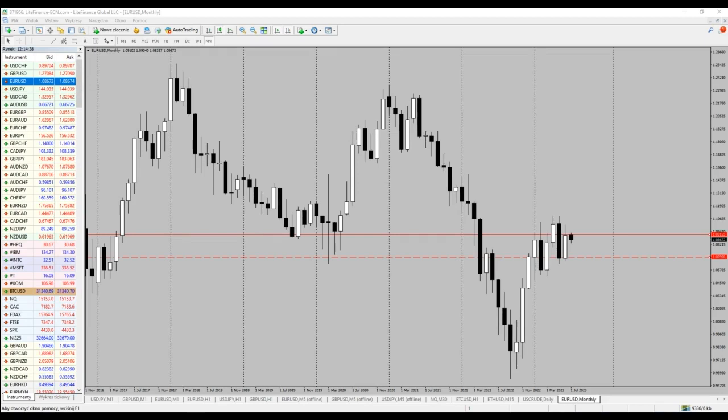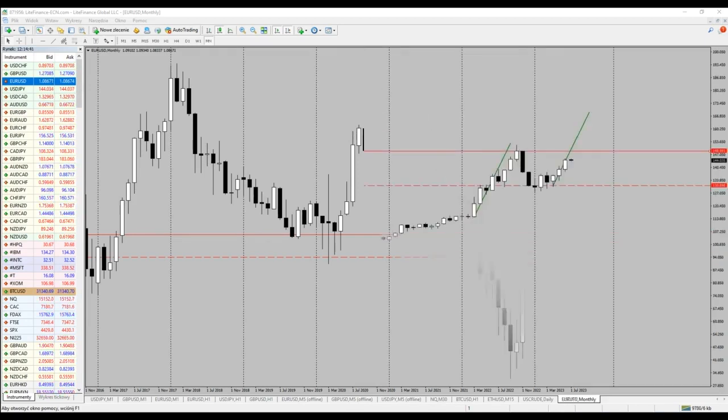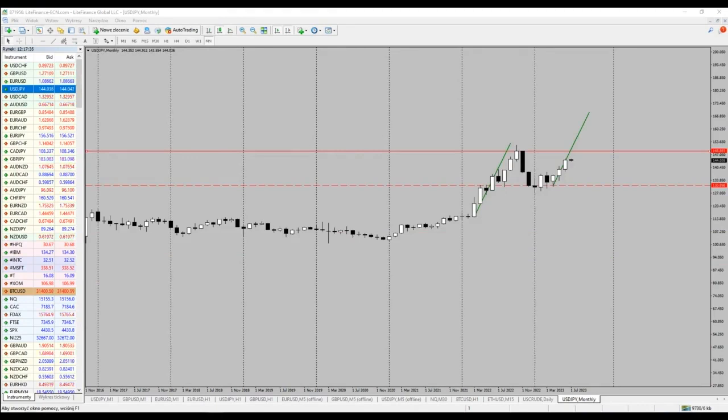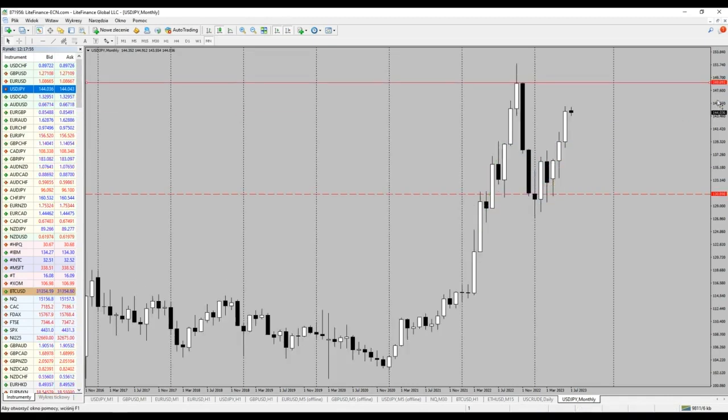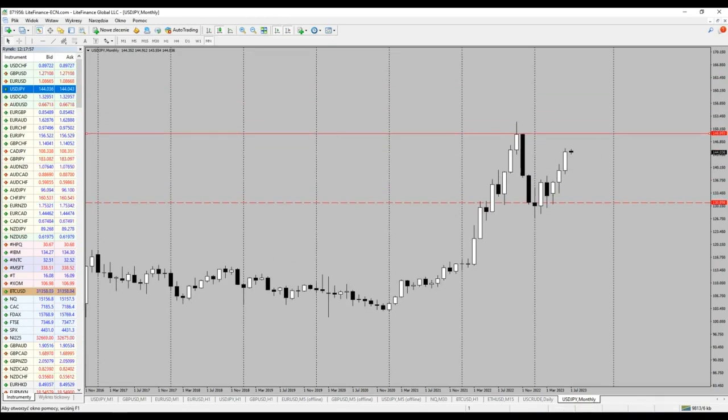Let's move to dollar yen. 170 on the way. That's how the dollar yen monthly chart looks, taking into consideration possible price action. Of course, we have to remember that the Bank of Japan will try to defend 150. So it's going to be a very, very interesting situation.